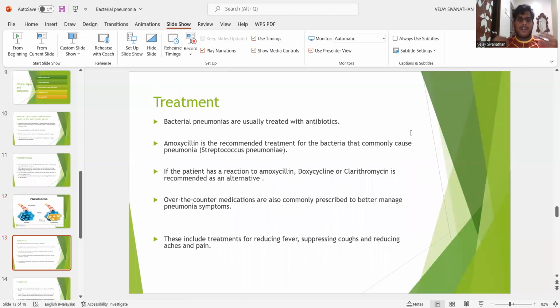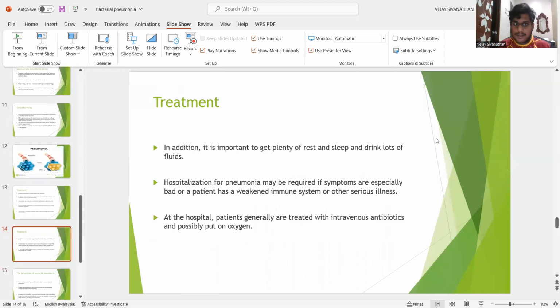Now, I'll move on to the treatments that are used to treat this particular infection. Bacterial pneumonias are usually treated with antibiotics. Amoxicillin is the recommended treatment for the bacteria that commonly cause pneumonia. If the patient has a reaction to amoxicillin, doxycycline or clarithromycin is recommended as an alternative. Over-the-counter medications are also commonly prescribed to better manage pneumonia symptoms. These include treatments for reducing fever, suppressing coughs, and reducing aches and pain.